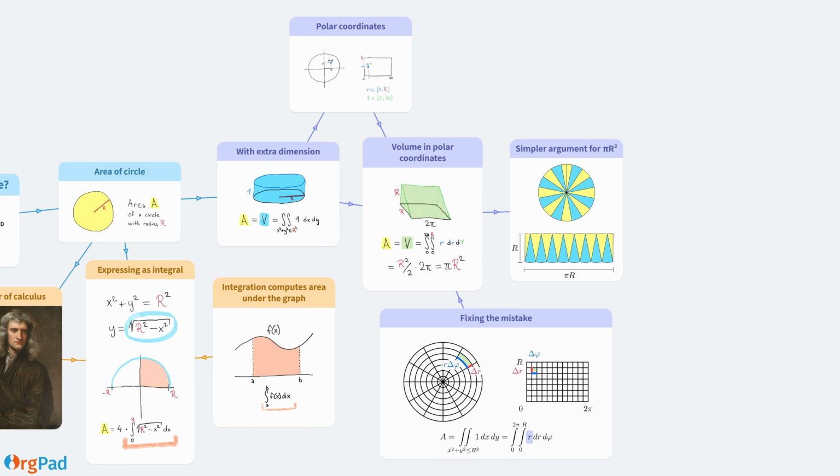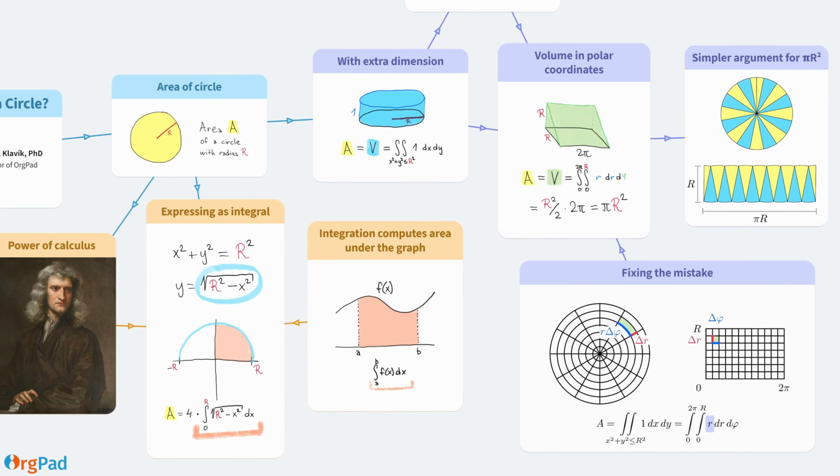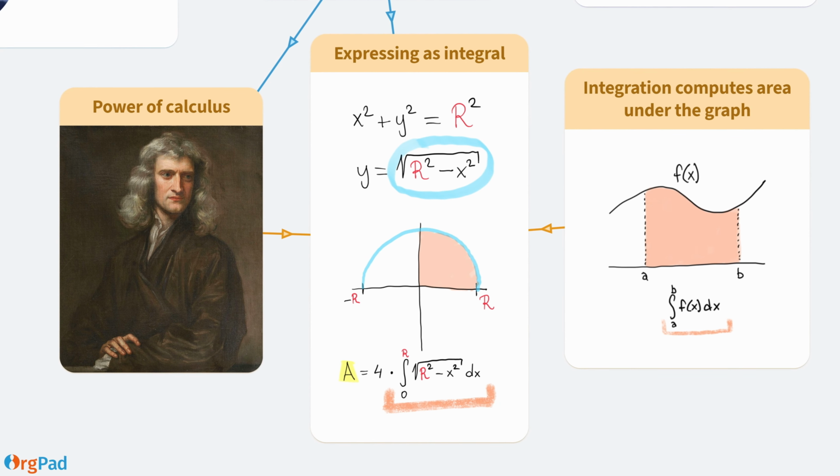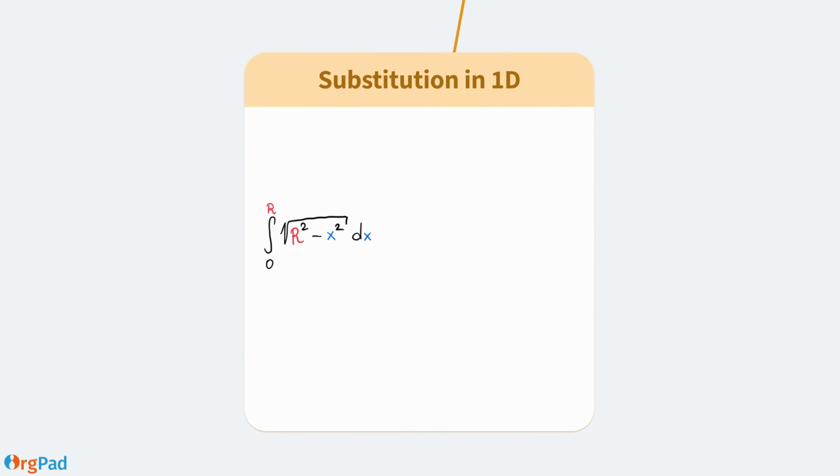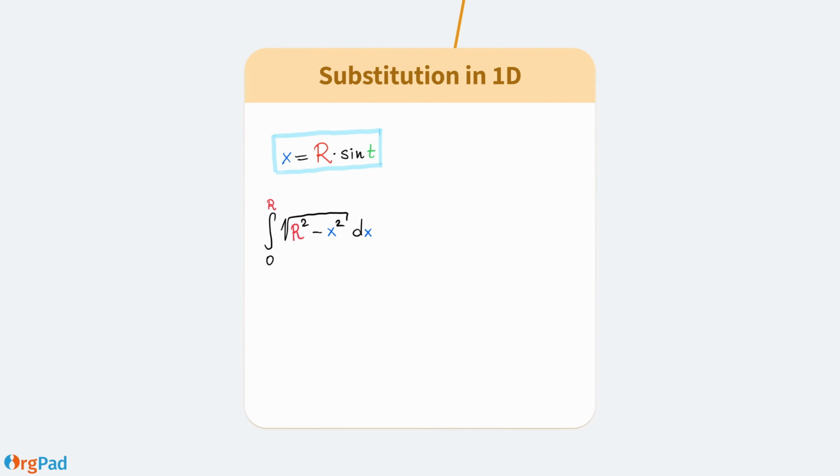We will concentrate on the integral substitution for a single variable. Let's return to the example of the square root of r squared minus x squared. Its integral from 0 to r computes the area of a quarter circle of radius r. The trick here is to substitute x with r times sine of t in order to use the formula sine squared of t plus cosine squared of t is equal 1.